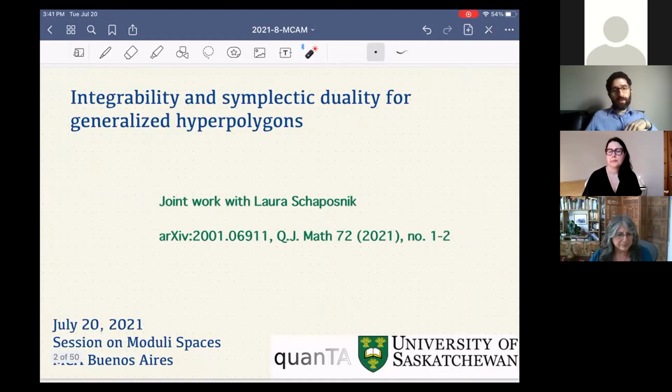Let me say that this is joint work with Laura Shaposnik. It's the arXiv reference. It also appears now in the Quarterly Journal of Mathematics. This also goes back to work I've done with Jonathan Fisher prior to working with Laura.